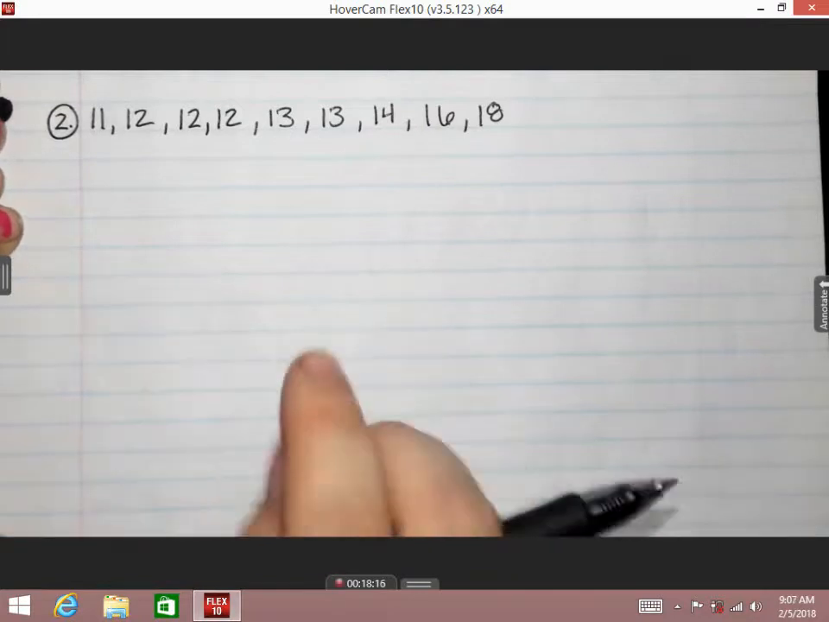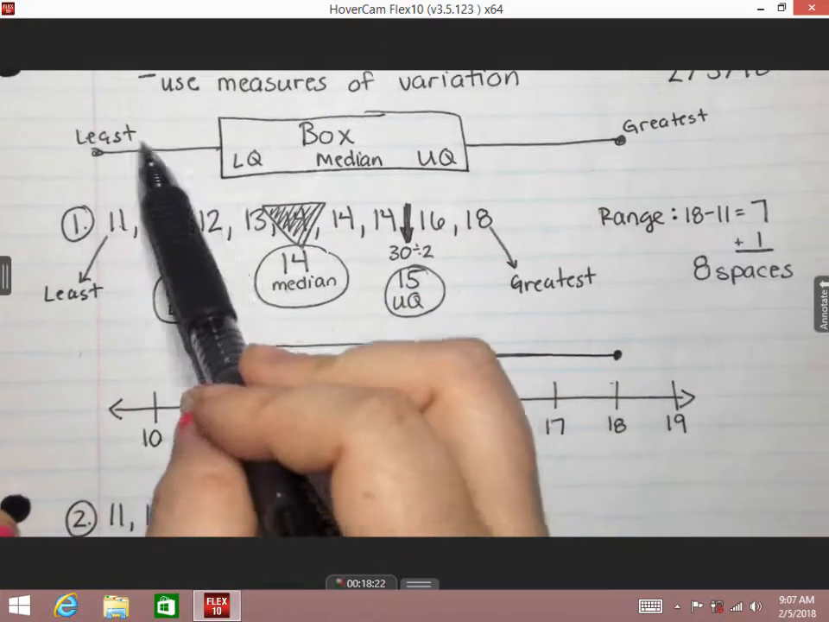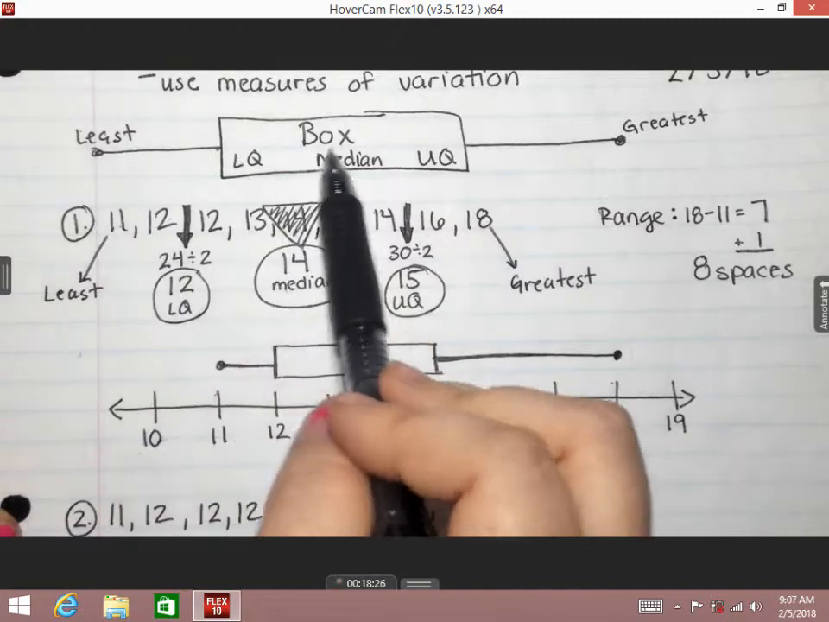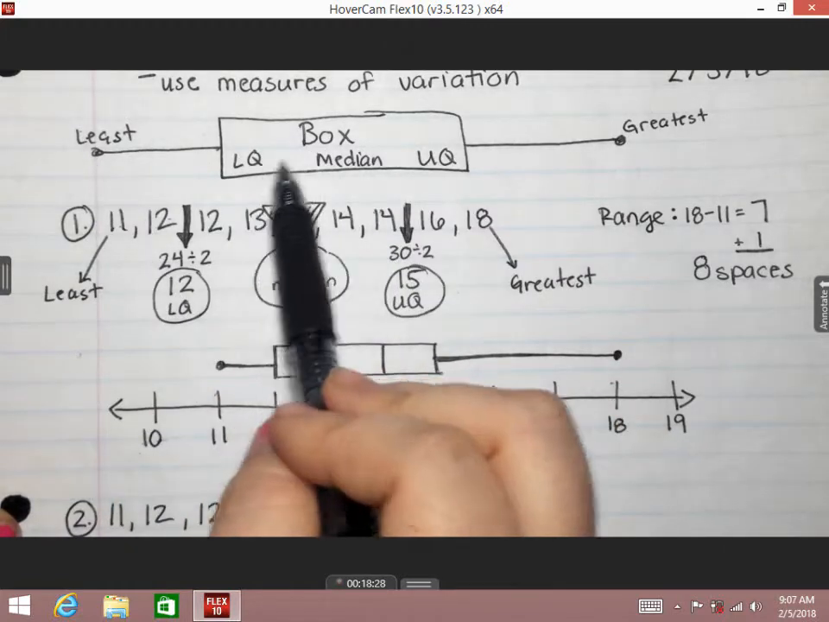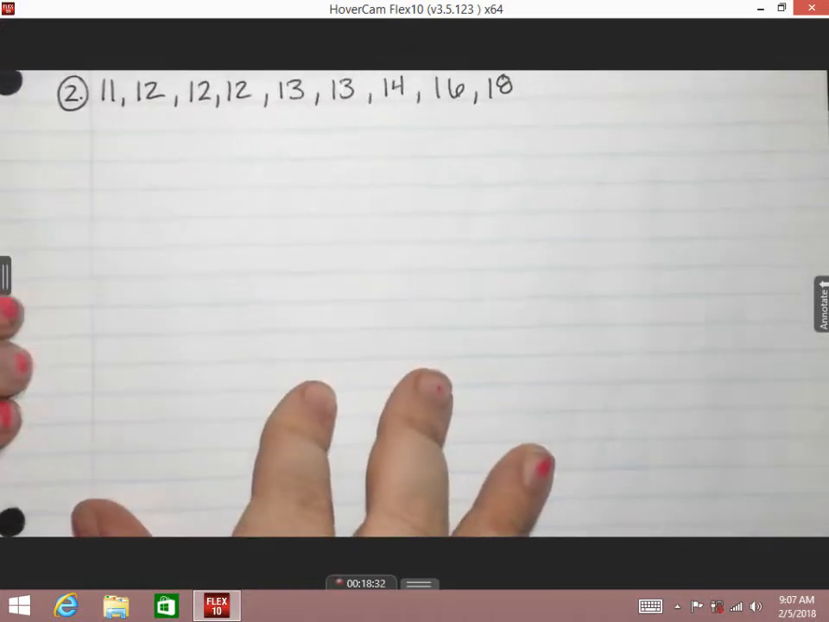Find the median. So when I'm looking up here, this is our goal, but we need all of these things. The least amount, that's easy to see. LQ, median, UQ, these are ones we have to find, and the greatest is easy to see. So we're going to start by finding the median.